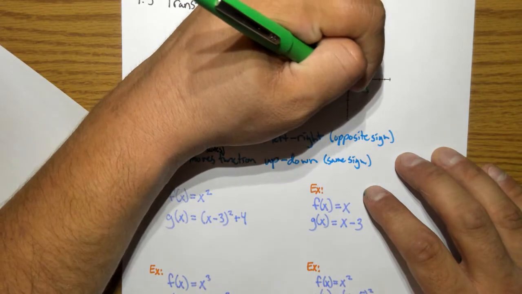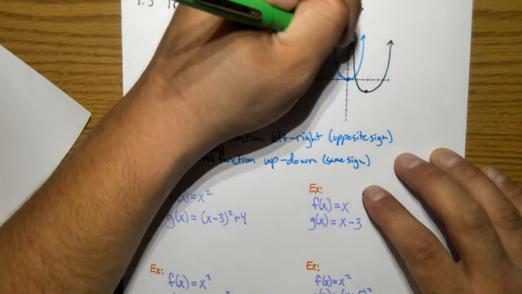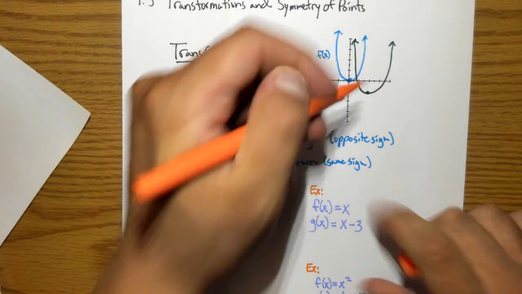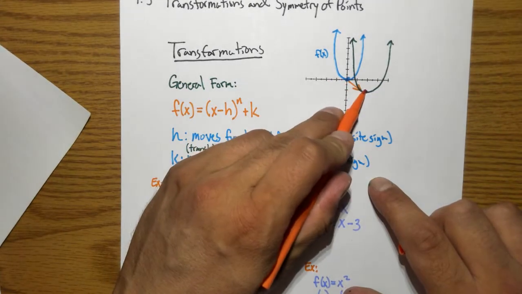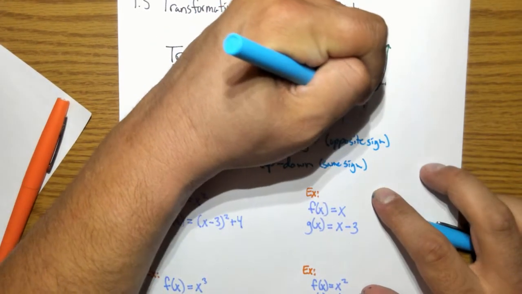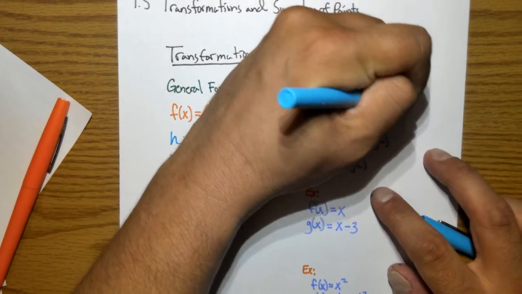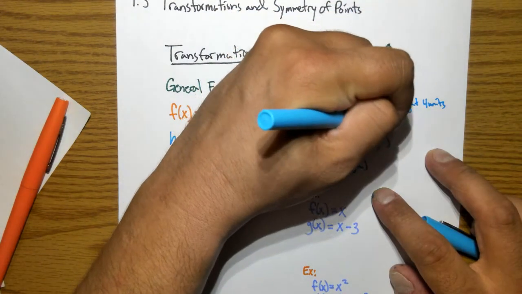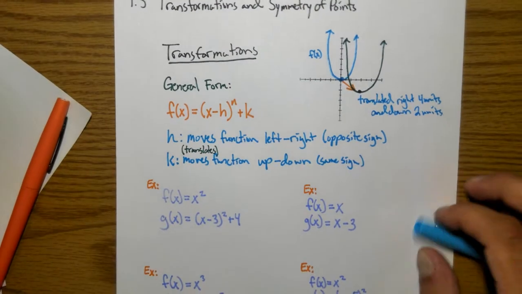So I can move it like this. Try to draw it just as similar. Just like that. And so you can see that it shifted from the origin down to the point, what is that? 4, -2. Okay? So this one we'd say it translated right 4 units and down 2 units. Something like that.